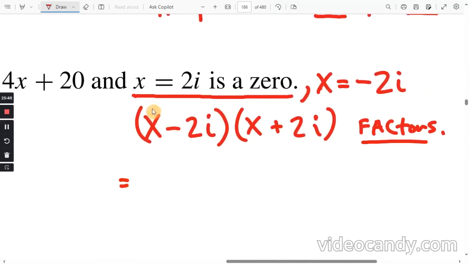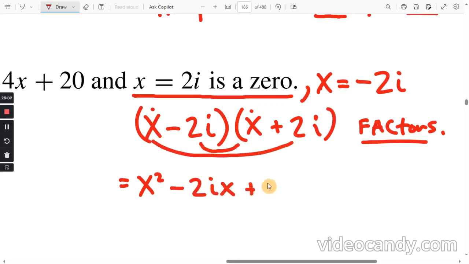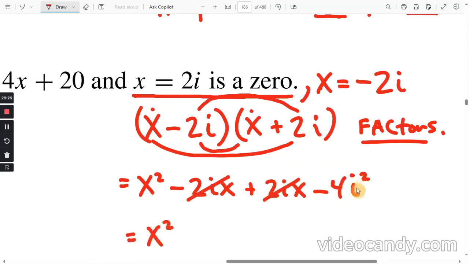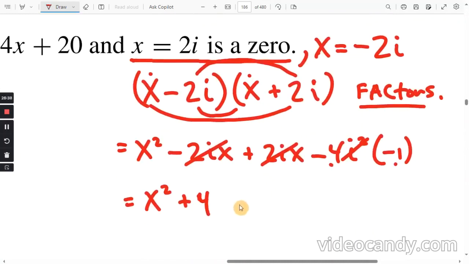So first I'm going to use FOIL. x times x is x squared. The inner outer is going to be negative 2ix. I'll write it out, even though I can see it's going to cancel. And then positive 2ix. And last, negative 2i times positive 2i. Well, negative 2 times positive 2 is negative 4, and of course, i times i is i squared. All right, negative 2ix, positive 2ix, that's gone. x squared. Remember, i squared is just negative 1, so negative 4 times negative 1 is positive 4. All right, so x squared plus 4 is a factor.